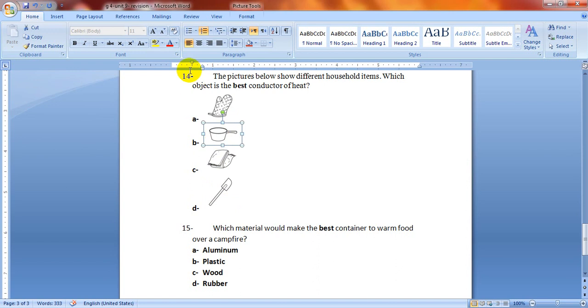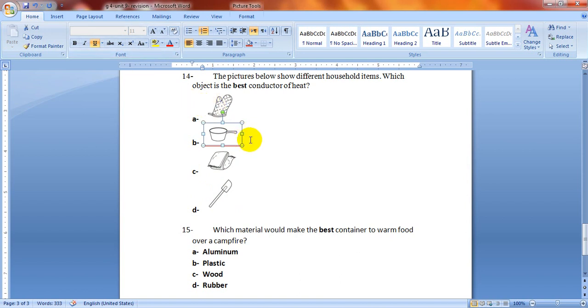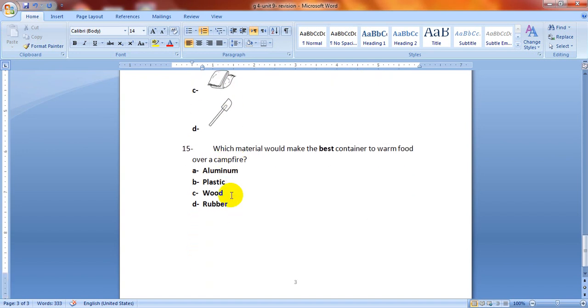It's the pan, which is made of metal. It's a conductor. It will let the heat pass. That's why we use it in cooking. But the other three are insulators. They do not conduct heat very well.